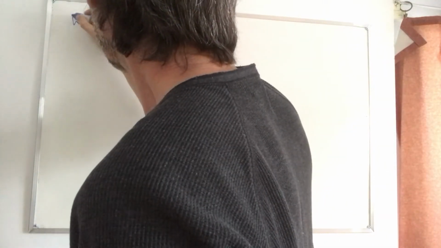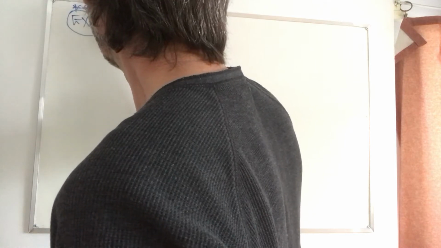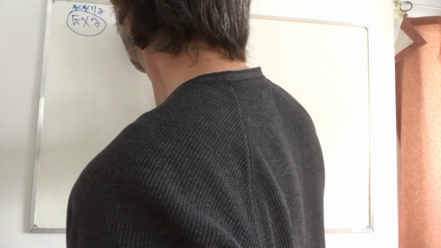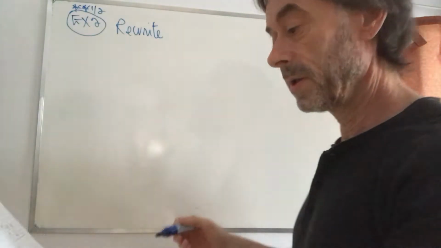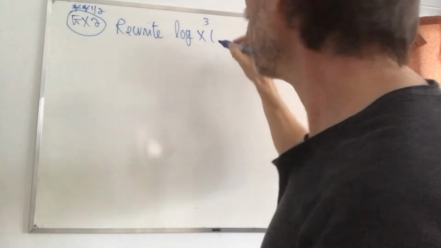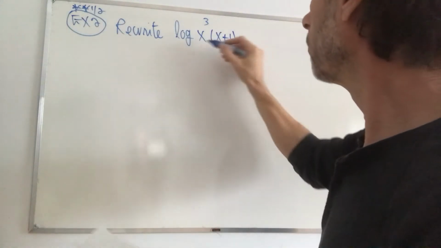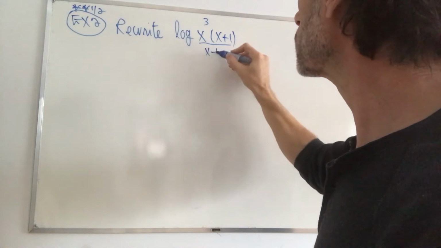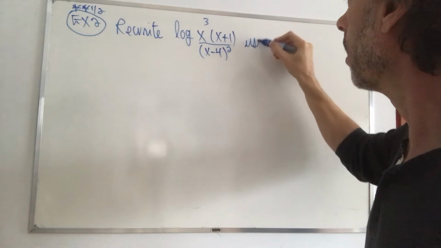All right. Example 2, 2.5 stars. I have some examples here. Rewrite log of x cubed times x plus 1 over x minus 4 squared using several logs.